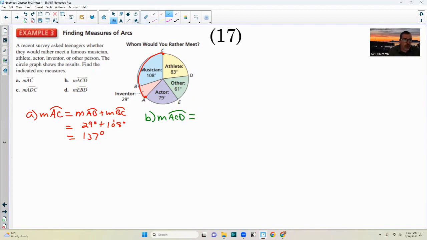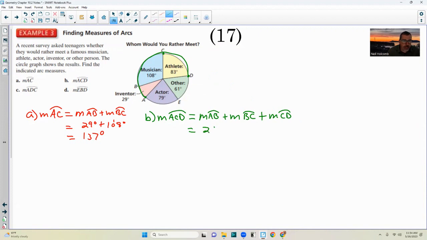equals, so now I'm going to erase this. Start at A, I want to end up at D, but I have to go through C, so I go from A to my middle letter first, over to my last letter. So that's going to be the measure of arc AB plus the measure of arc BC. So we're adding inventor, musician, and athlete. And athlete is arc CD. So I substitute my givens.